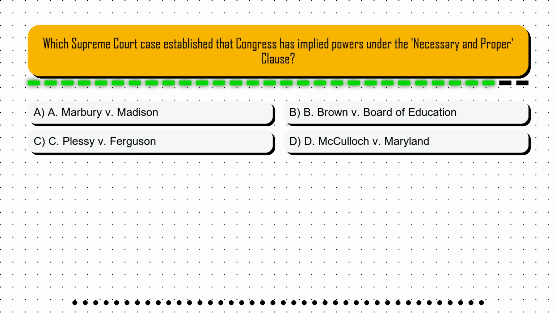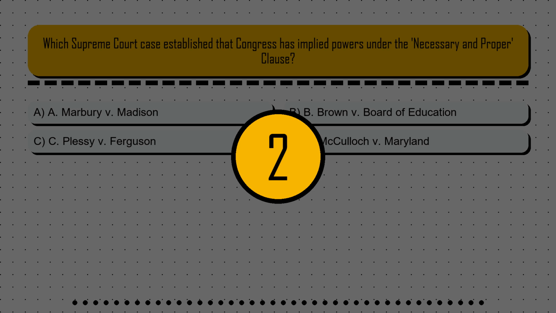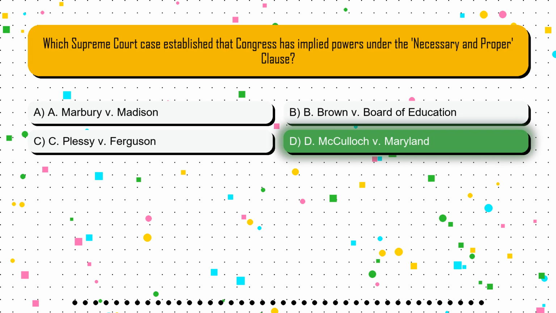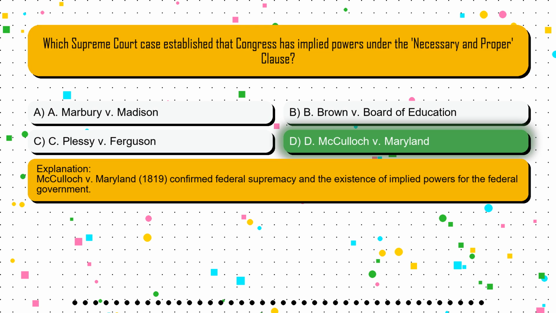Question 39. Which Supreme Court case established that Congress has implied powers under the Necessary and Proper Clause? Option A, Marbury v. Madison. Option B, Brown v. Board of Education. Option C, Plessy v. Ferguson. Option D, McCulloch v. Maryland. The correct answer is option D, McCulloch v. Maryland. McCulloch v. Maryland, 1819, confirmed federal supremacy and the existence of implied powers for the federal government.